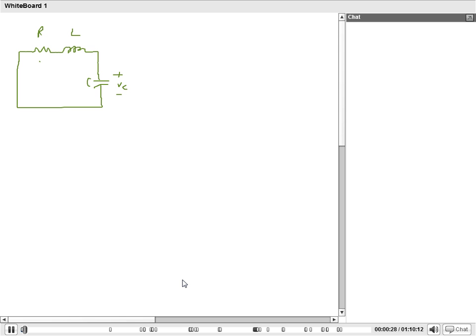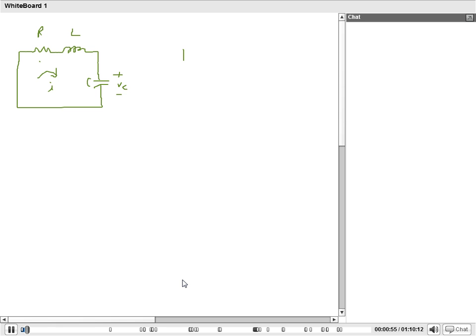So RLC series circuit, here there is no source, and the current flowing through the resistor, the current flowing through the inductor, and the current flowing through the capacitor is the same, since all three are connected in series. So I is equal to IR is equal to IL is equal to IC.